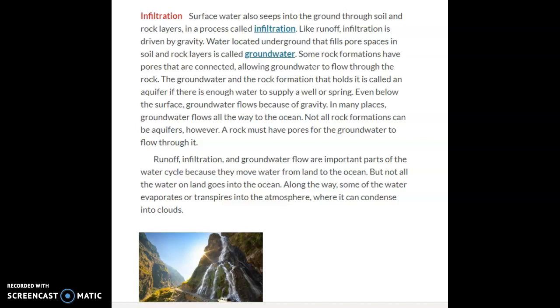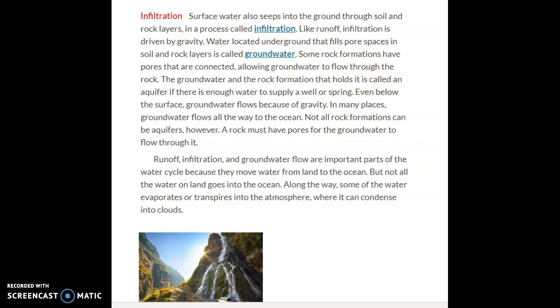Some rock formations have pores that are connected, allowing groundwater to flow through the rock. The groundwater and rock formation that holds it is called an aquifer, if there is enough water to supply a well or a spring. So an aquifer exists kind of like an underground lake surrounded by more solid rock formation that the water can't flow through. I'm going to continue on right here.